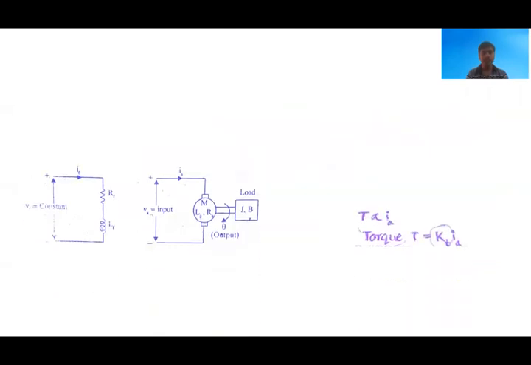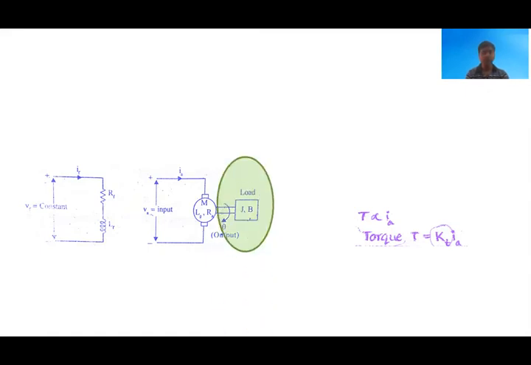The motor torque is controlled by the armature current. In general the torque is a product of flux, the field current and the armature current. Since the field current here is constant, the torque produced by the motor is directly proportional to armature current. Therefore, T is equal to Kt into Ia.